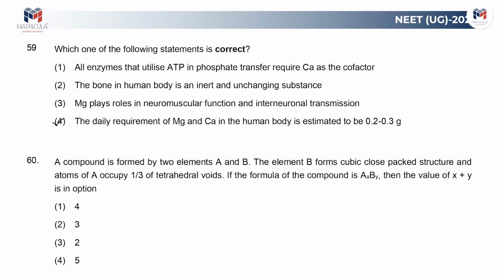Question number 60. A compound is formed by two elements A and B. The element B forms cubic close packed structure and atoms of A occupy 1/3 of tetrahedral voids. If the formula of the compound is AxBy, then the value of x plus y is in option. The answer is option number 4, that is 5.